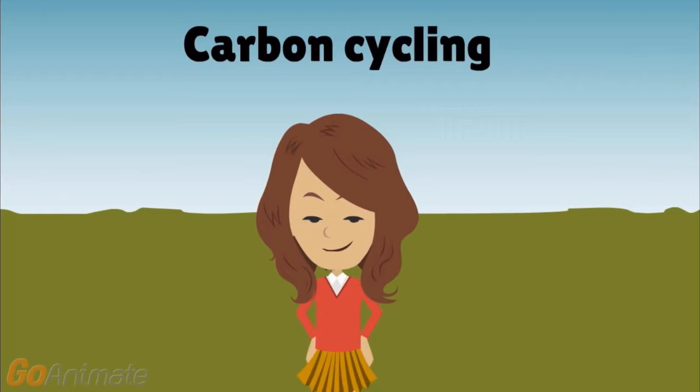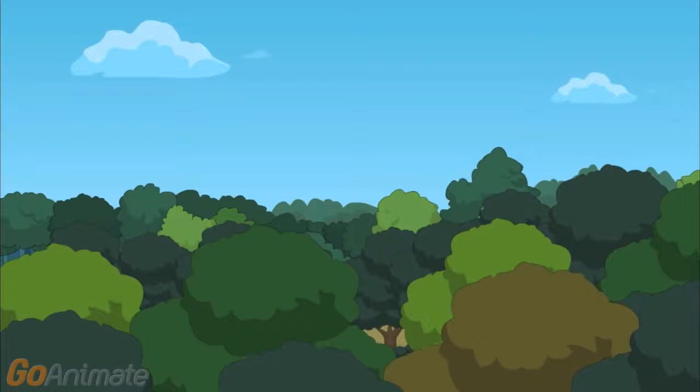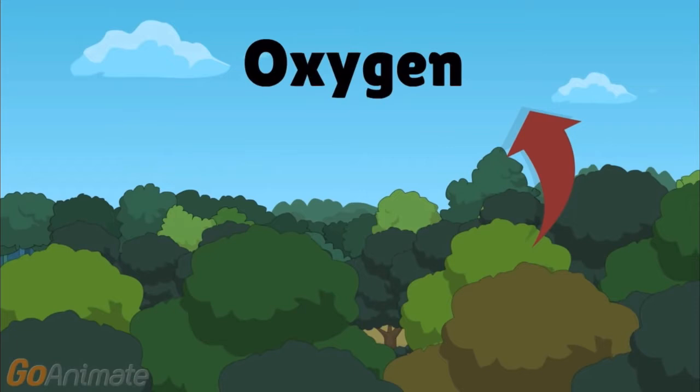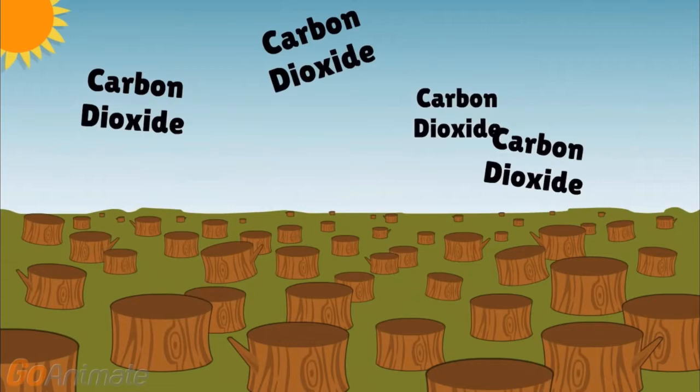First off, let's talk about carbon cycling. Think about how you breathe. You breathe in oxygen, and you breathe out carbon dioxide. Plants and trees do the opposite. They absorb carbon dioxide and release oxygen through a process called photosynthesis. When we cut down large amounts of trees, carbon dioxide is no longer absorbed and it stays in the atmosphere.